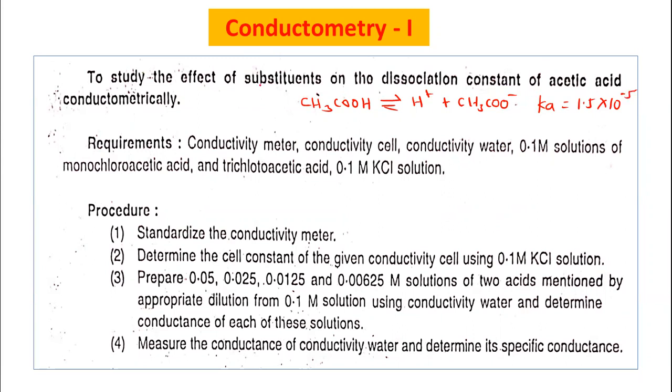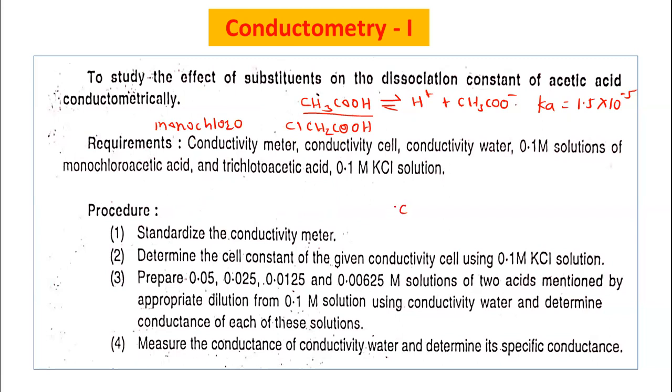Now, what is the effect of the substituents on the dissociation constant of acetic acid? Suppose one of the hydrogens of this methyl group is replaced by chlorine, then that is monochloroacetic acid. So in this case, one hydrogen is replaced by chlorine. What is the effect of this one chlorine group?